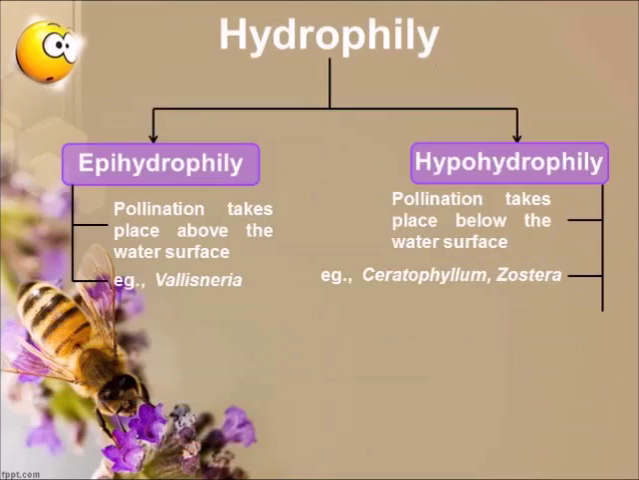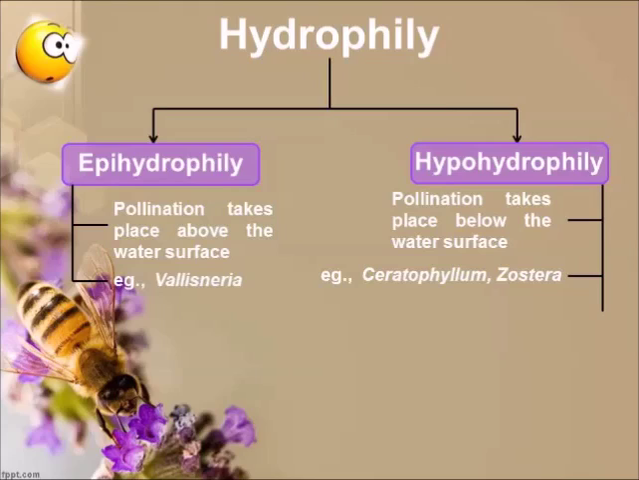After wind pollination comes the pollination by water, also called hydrophily. Hydrophily is in turn of two types, epihydrophily and hypohydrophily. The term epihydrophily implies pollination taking place above the water surface. The prefix epi means above, and hydrophily refers to attraction or affinity to water. Hydro is water and phily is affinity or attraction.